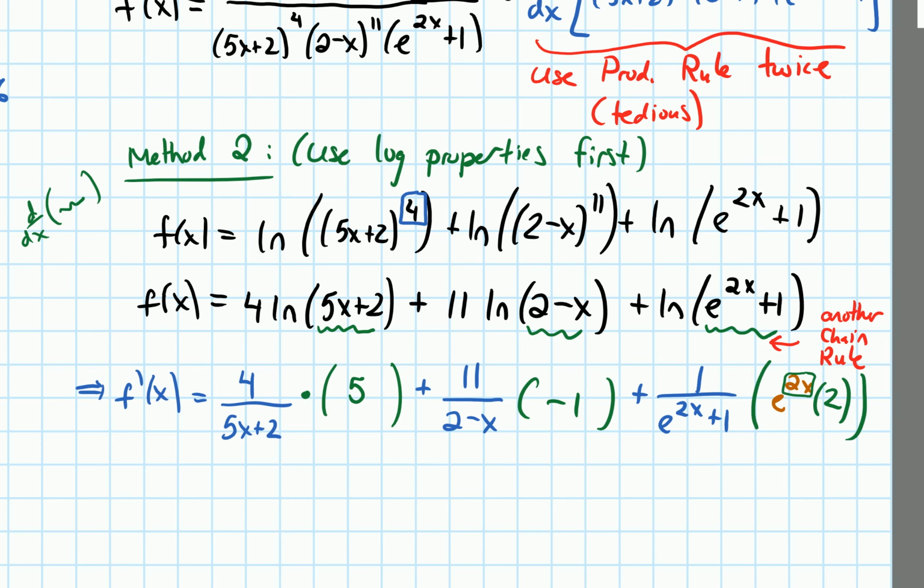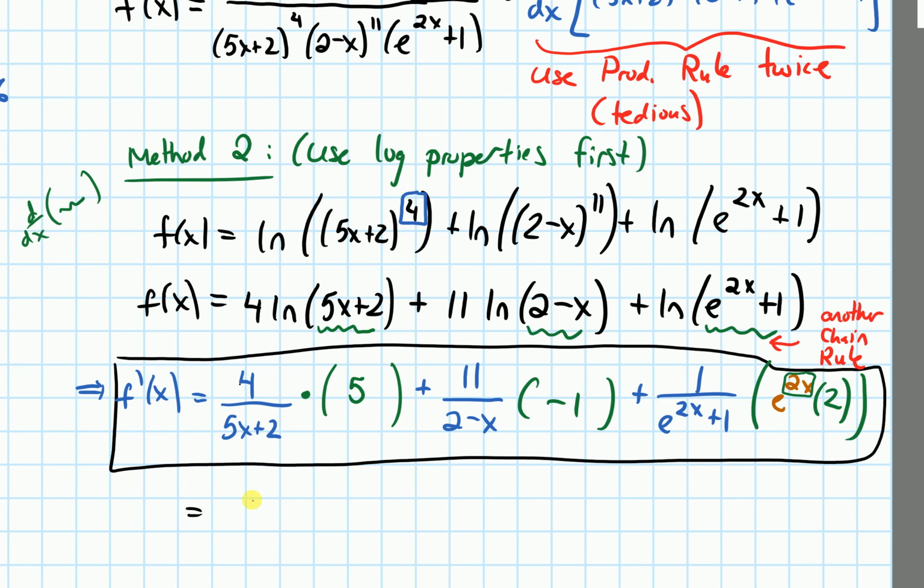If I did need to simplify it a little bit, I could. 4 times 5 is 20, so 20 over 5x plus 2. Negative 1 times 11 will give me negative 11 over 2 minus x. And then this last fraction I could write as 2e to the 2x over e to the 2x plus 1, maybe if I wanted to clean it up a little bit.